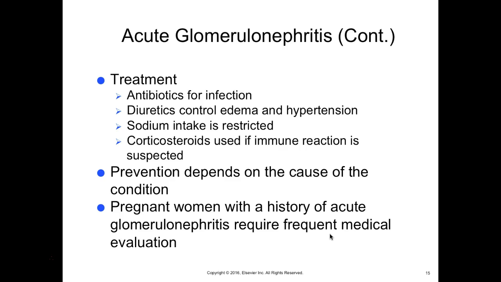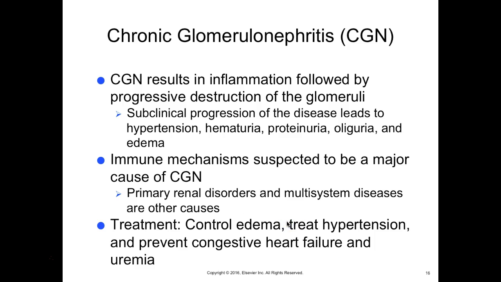Prevention depends on the cause of the condition. So if it's infectious or autoimmune, pregnant women with a history of acute glomerular nephritis require frequent medical evaluation. Chronic glomerulonephritis results in inflammation followed by progressive destruction of the glomeruli. So subclinical progression of the disease leads to hypertension, hematuria, which is blood in the urine, proteinuria, which is protein in the urine, oliguria, which is scanty urinary output, and then edema.